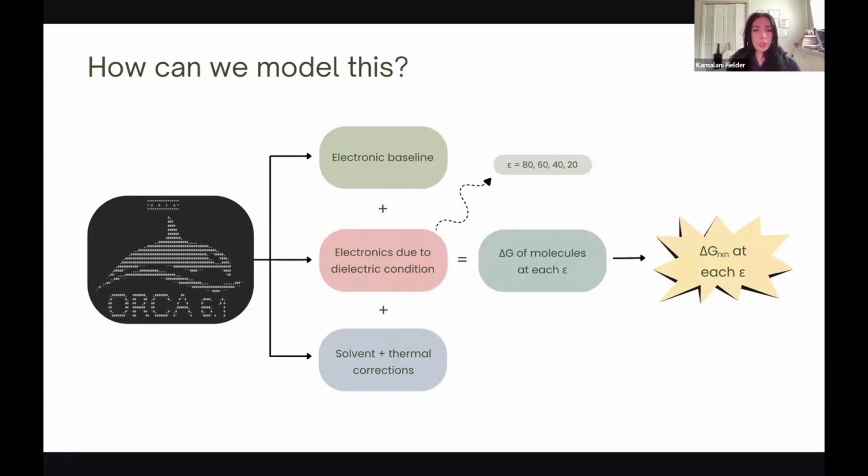So to encapsulate the wide range of possible coacervate dielectric states, I chose to run my calculations at these dielectric conditions. So epsilon at 80, which would be akin to water, 60, 40, and 20, where 20 would represent a very hydrophobic, oil-like environment.